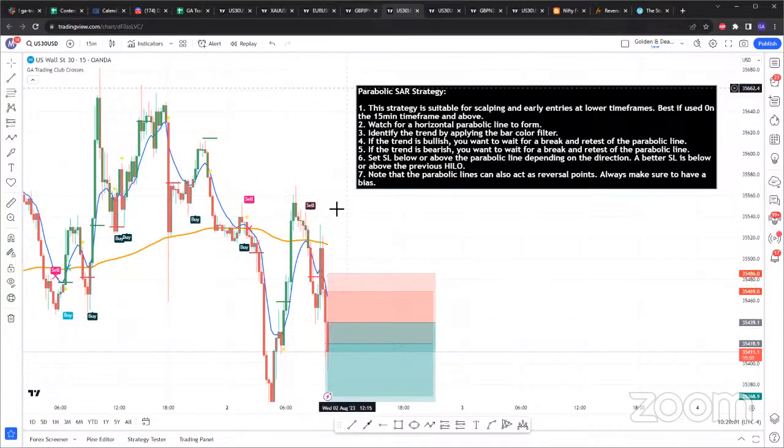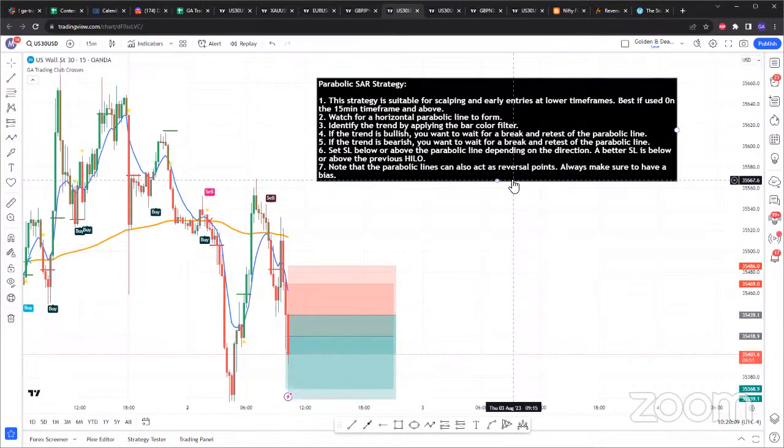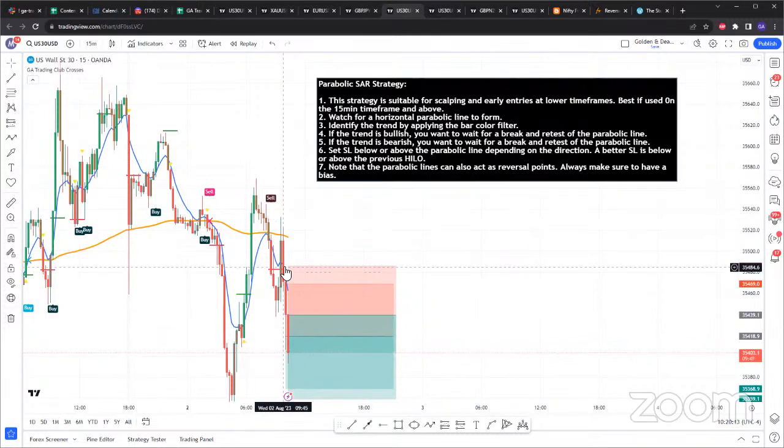Right now, because we are retracing downwards, my bias is a sell. So knowing that my bias is a sell, what am I looking at here? This strategy is suitable for scalping and early entries at a lower time frame. For me, I'm going to be using this strategy on the 15-minute time frame. But you see how we entered on the 5-minute time frame?